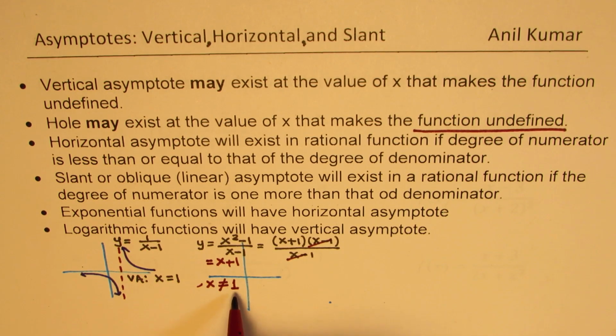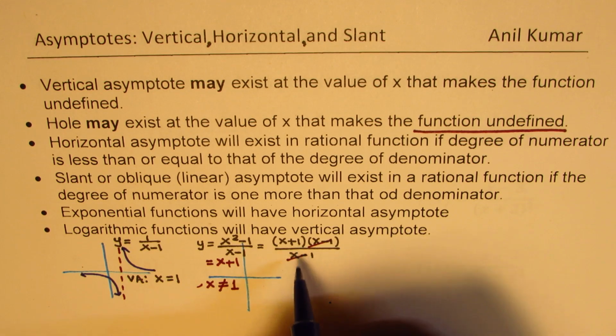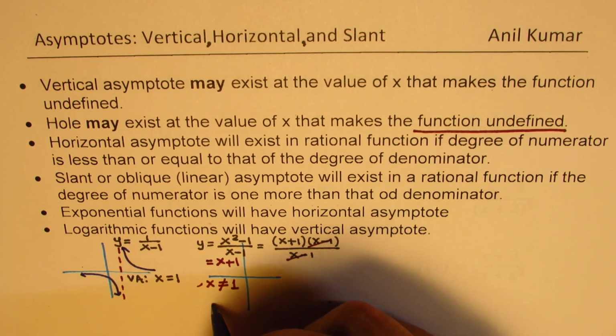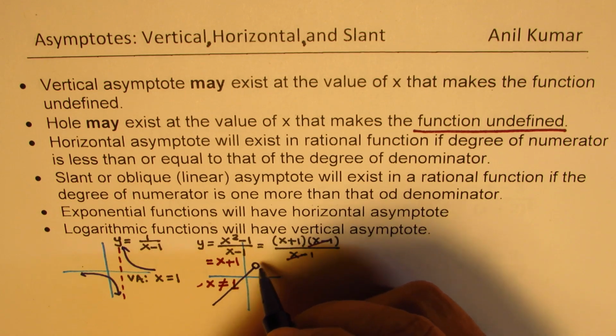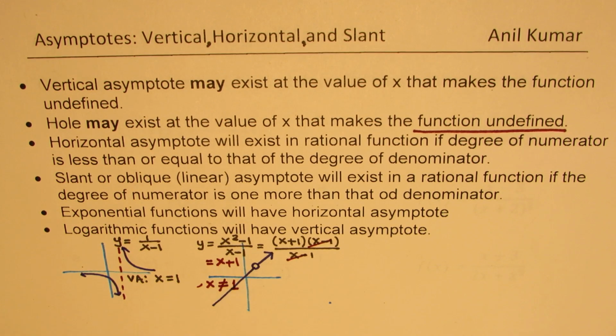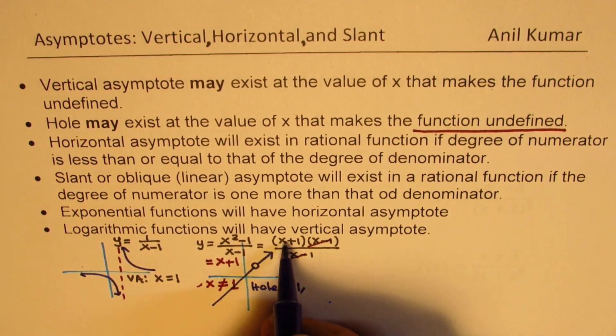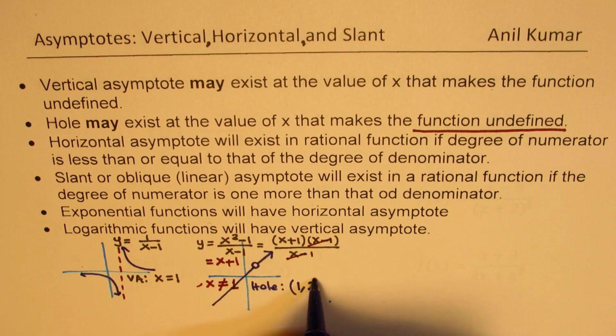However, we do not have a vertical asymptote here. What we have is a hole, right? So in this particular case, we'll have the line x plus 1 with a hole at x equals 1, right? So we'll have a line which is kind of like this with a hole here. Do you see my point? So that is a hole, not a vertical asymptote. This hole is at x equals 1, the y value being 2, correct?